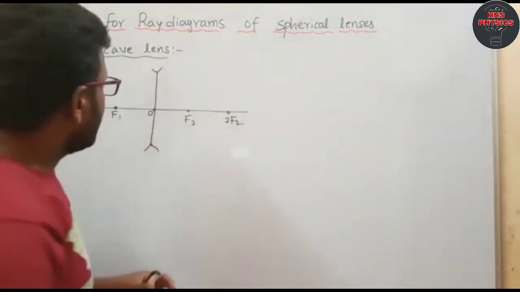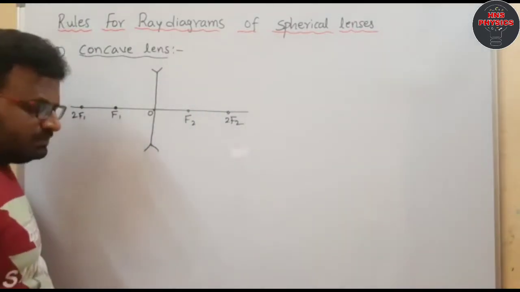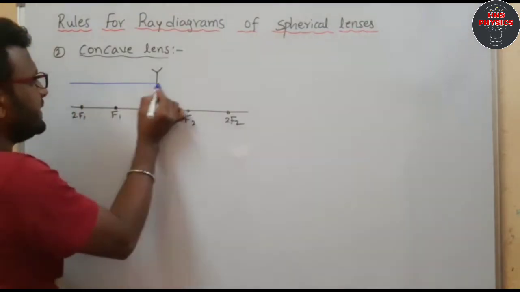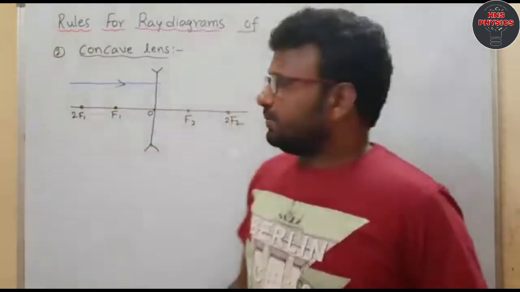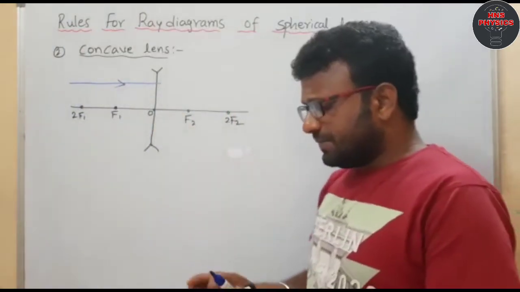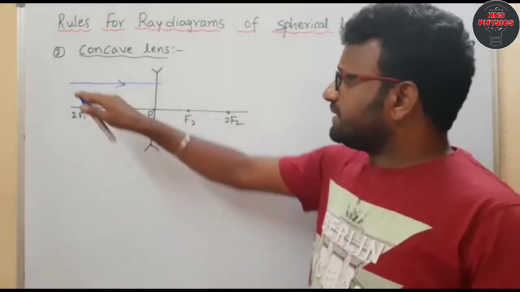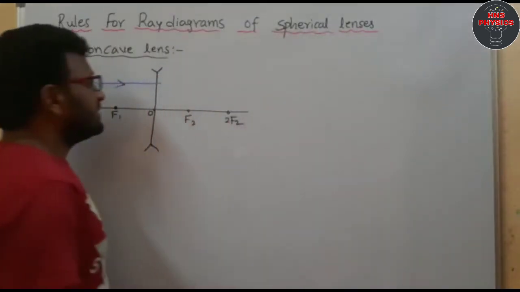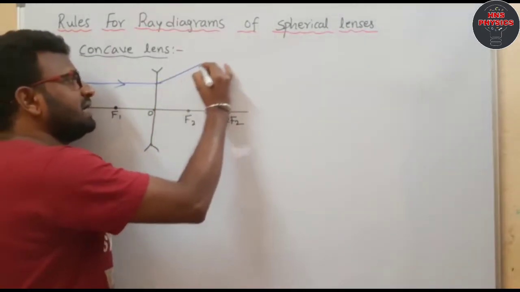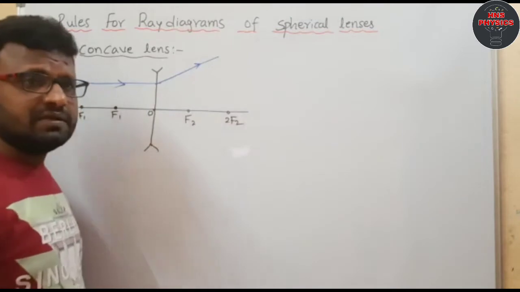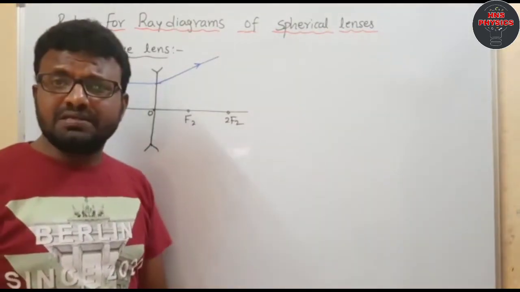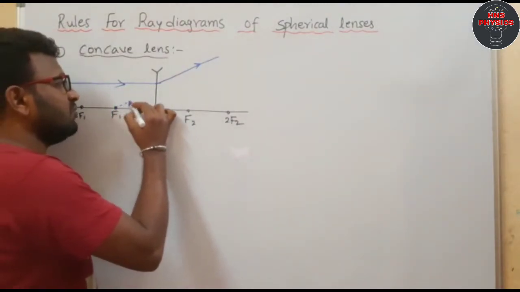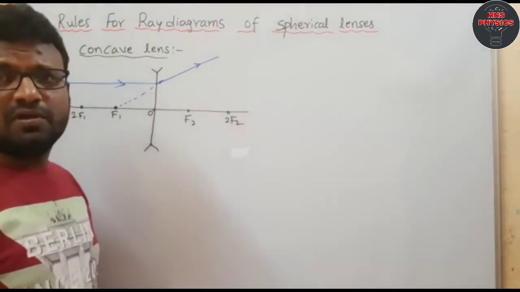Here, if any ray of light passes parallel to the principal axis, that means a ray is coming from the object, that ray passes parallel to the principal axis. So after the refraction, that refracted ray appears to diverge from the first principal focus of the lens.